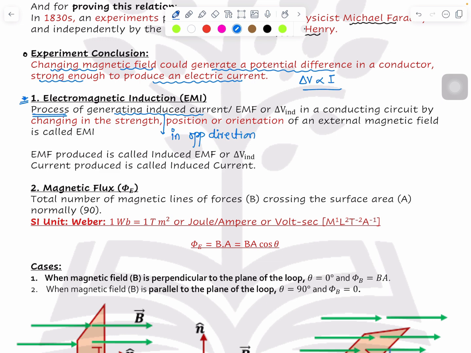There are factors you need to focus on. What are the factors? Number one, strength. Strength means magnetic field. Number two, position. In terms of position, we are changing the area. Third is orientation. Orientation means the angle. We are changing the angle theta. So if we change these three things, either magnetic field, area, or the angle theta, there is a change in the system and the current will be produced.